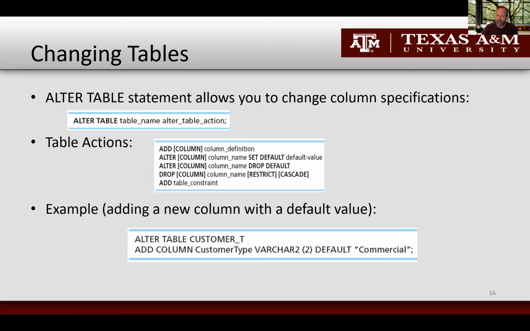You could remove a column by using the command drop default, so you can get rid of something. You could change its restriction or its cascading. You could add an additional constraint. So there are things that you can do after the fact to get rid of certain pieces of information or add pieces of information or change pieces of information in your table structure.